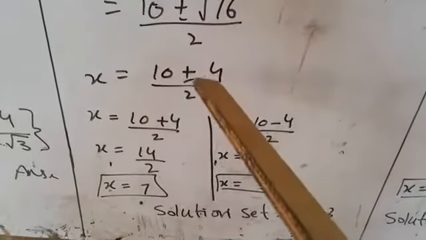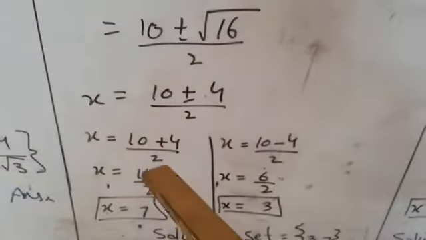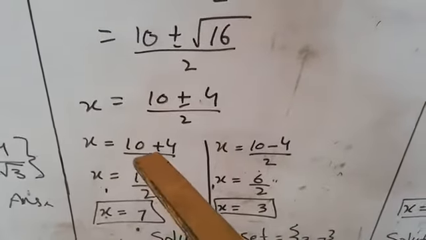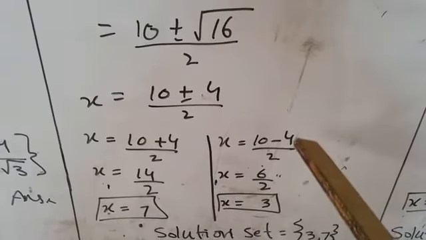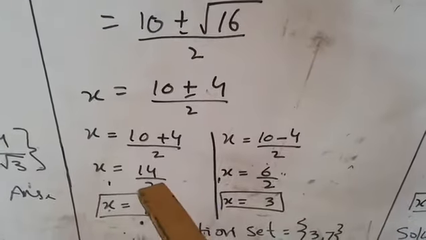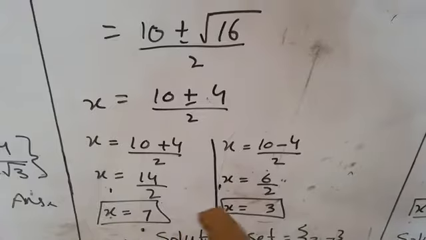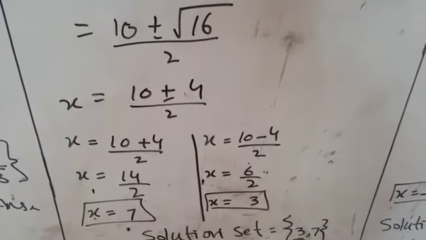Now again we have two situations, plus minus 4. We will put first plus 4 and in the second case minus 4. We will get the values of x, which are x is equal to 7 and x is equal to 3. So this is the solution set.